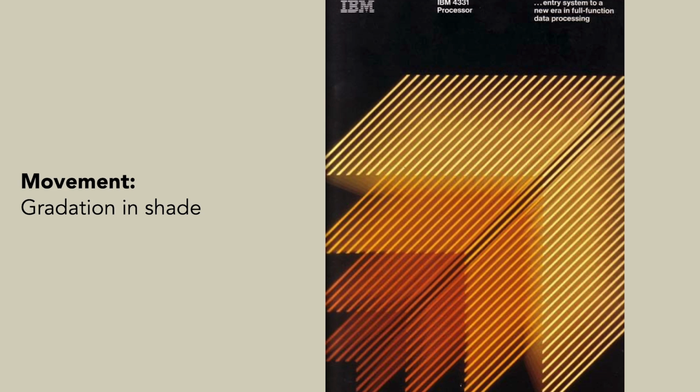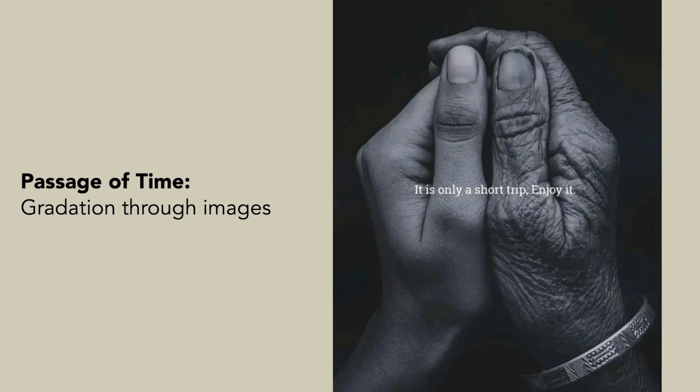Movement through gradation can be achieved by grading a shape from dark to light, which guides the viewer's eye along its journey, adding a dynamic touch. Without gradation, the view can become static. Lastly, it can be used to show passage of time. Gradation through a series of images tells a story over time. It's like a visual timeline suggesting movement and change.